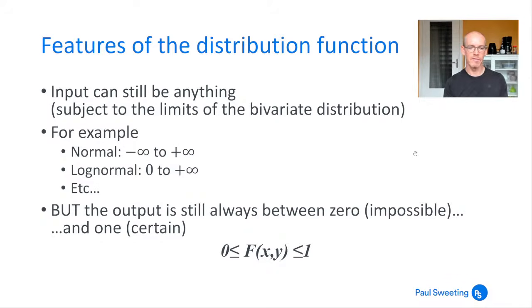So, the features of the distribution function. The input can still be anything, subject to the limits of the bivariate distribution. So, for the normal distribution, it's still going to be between minus infinity and plus infinity for all of the observations. For the log normal, it's going to be between 0 and plus infinity for all the observations, and so on. But the output is still always going to be between 0, which is impossible, and 1, which is certain. So inputs can be anything at all, constrained by the distribution. The output is always 0 to 1. It's a distribution function.